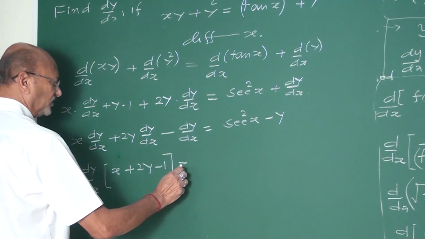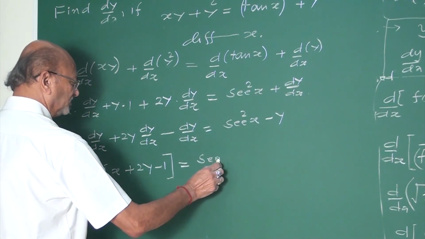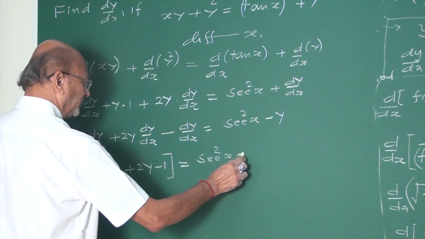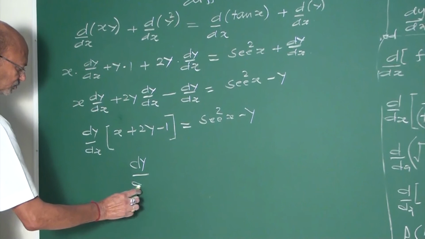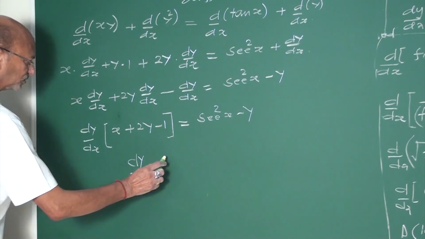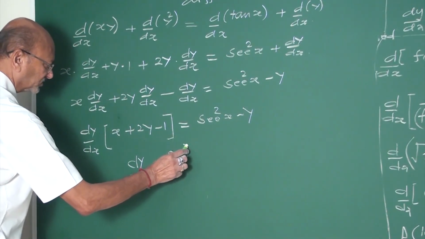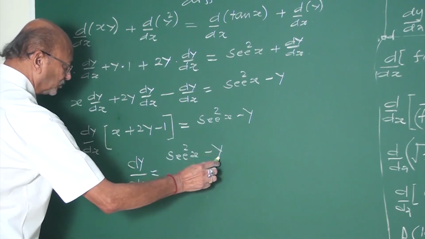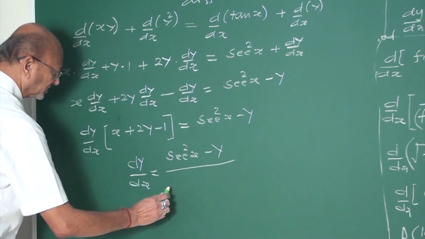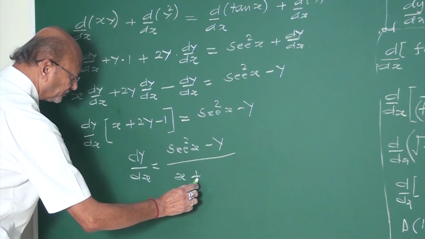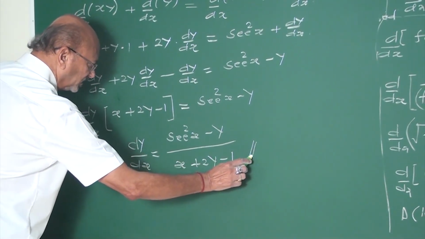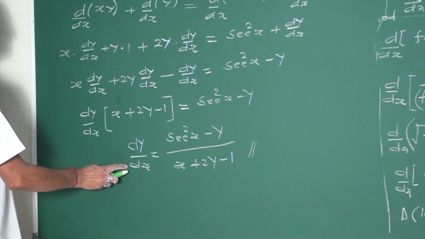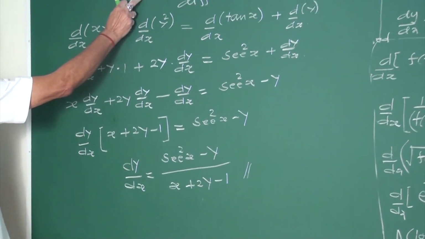Write the RHS. It is sec square x minus y. Last step, solve for dy by dx: dy by dx equal to sec square x minus y, with denominator x plus 2y minus 1. This is the dy by dx of this function.